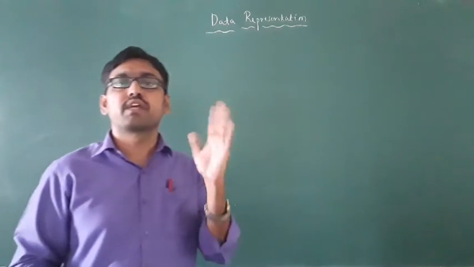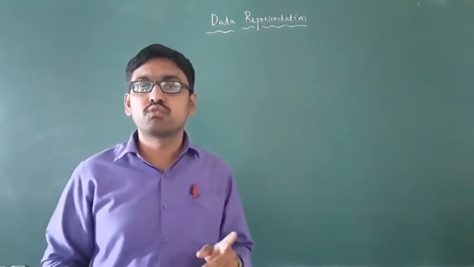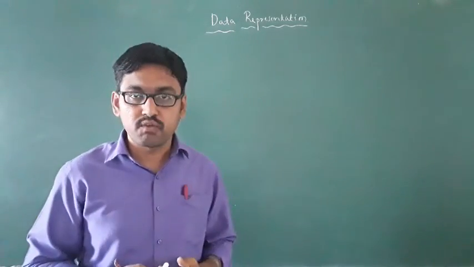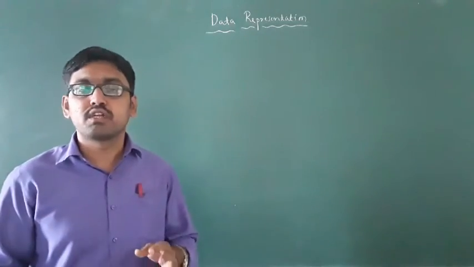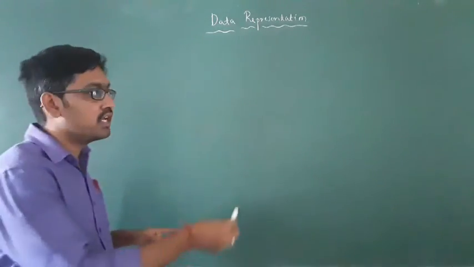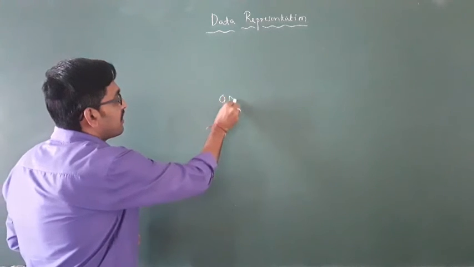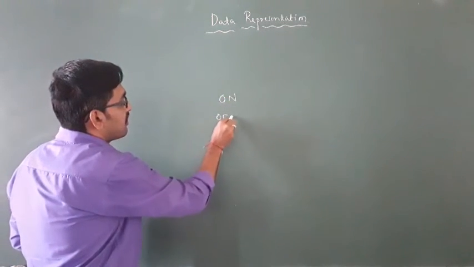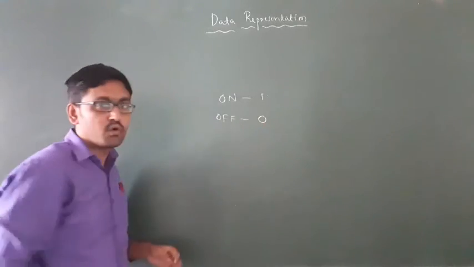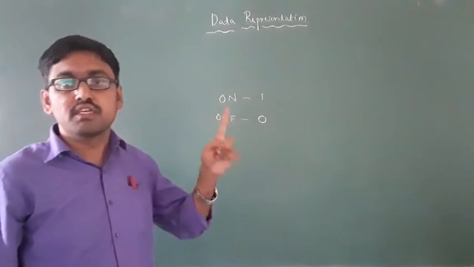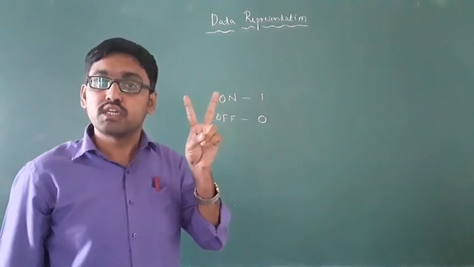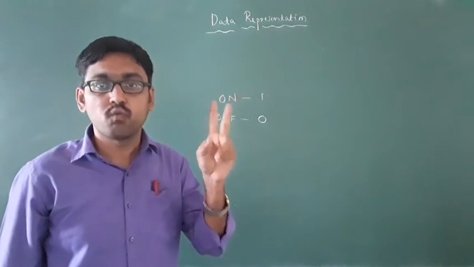Last class we discussed which language the computer knows. It knows binary language or machine language. Why? The computer is made up of electronic devices, and electronic devices know only two states, on and off. On means 1, off means 0. That's why the computer knows binary language. Bi means 2, so it knows only two digits, 0 and 1.